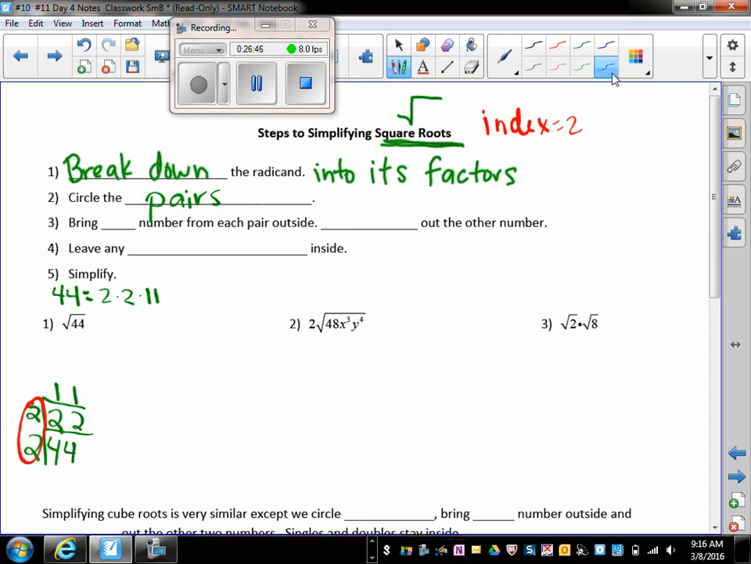Now that we've circled our pairs, bring 1 number from each pair outside. So here's my square root of 44. So here's my pair of 2. I'm going to take 1 of them and bring it out in front. So I have a 2 out in front. Then leave out the other number. So now I've taken care of those guys. It's a pair, so I bring 1 out in front and leave out the other guy. Next, leave any other numbers inside.